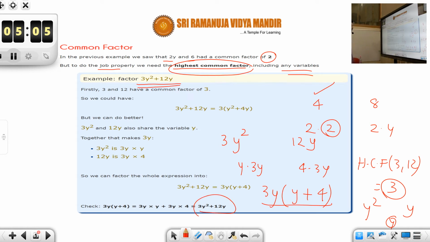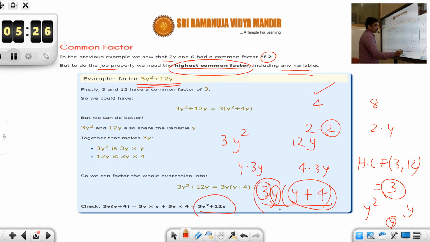Okay students, now you can verify that if you multiply these two, you will again get 3y square plus 12y. One more thing, observe that after you have factorized this, you can say that 3 is a factor of this polynomial, y is a factor of this polynomial, and y plus 4 is a factor of the given polynomial. Okay, students?